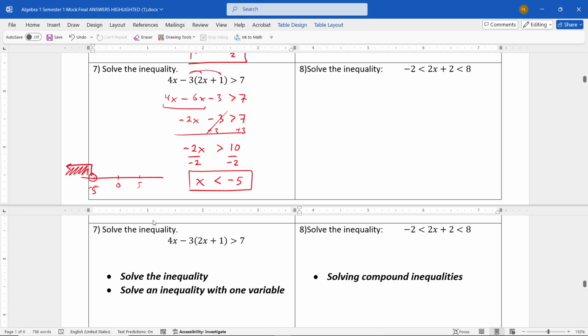If you want to practice more of these, go ahead and type these search terms into YouTube, pause whatever problem the person's doing, try it yourself, and then resume the video to see if you are correct.